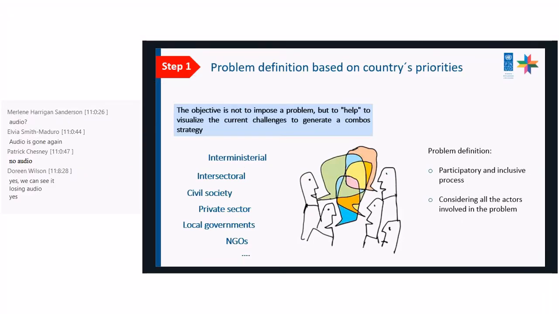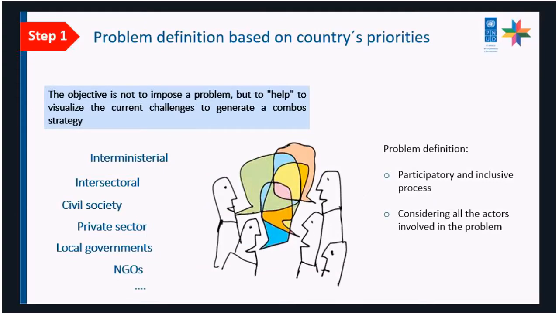As I was saying, we need to consider all those actors that are part of the problem, but this does not mean that we will only consider those actors that have a great influence and power in the problem. To create our combo strategy, we must be able to consider those populations that sometimes have no influence and no power, but are very affected by the social or development problem that we are facing.